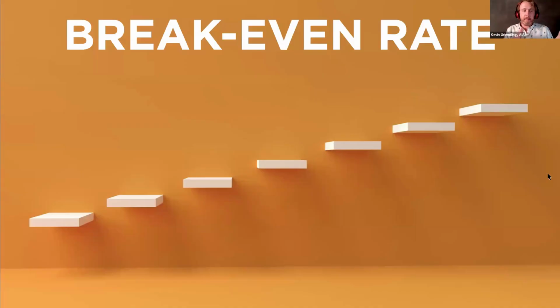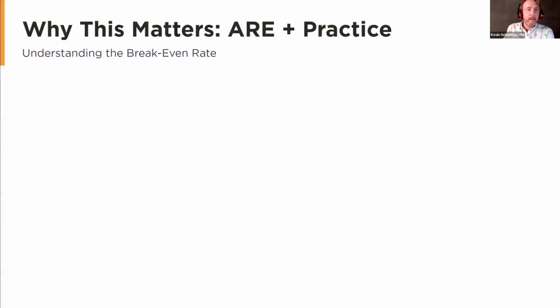So, like I said, we're going to begin by talking about the break-even rate. This is the absolute survival metric that you need to know in order to understand if you're going to survive as a firm or professional, or if you're going to make profit. So it's the key financial performance metric. Back to why this matters.